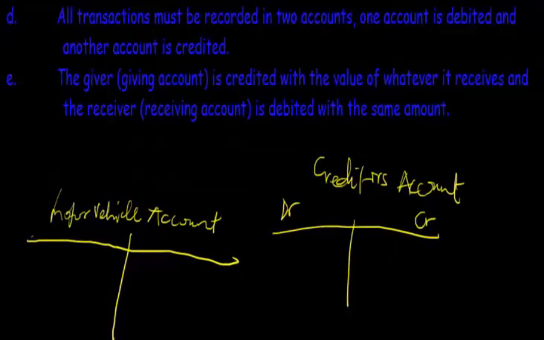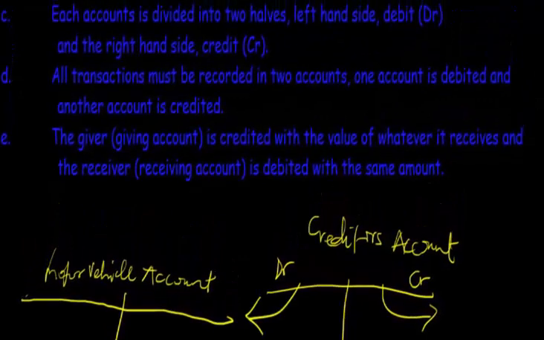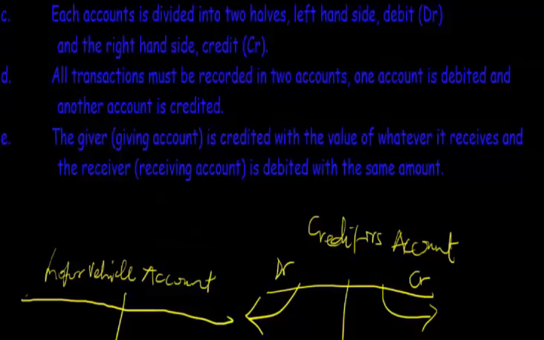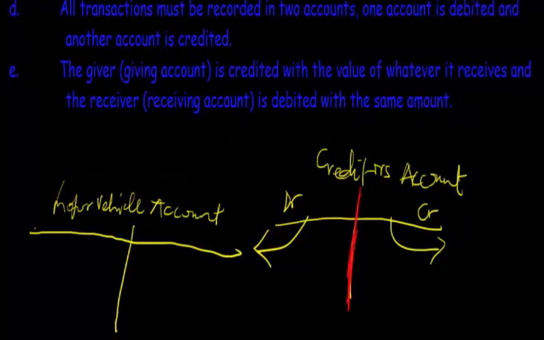The division of each book into separate accounts. So this is the division into separate accounts. Here we have divided the accounts to debit and credit. C. Each account is divided into halves. That's left-hand side debit, as we have seen here, and the right-hand side credit. D. All transactions must be recorded in two accounts. One account is debited and another account is credited.